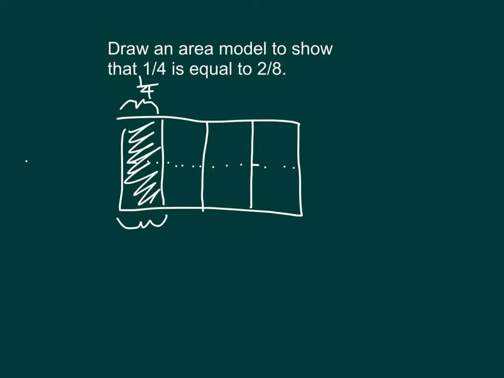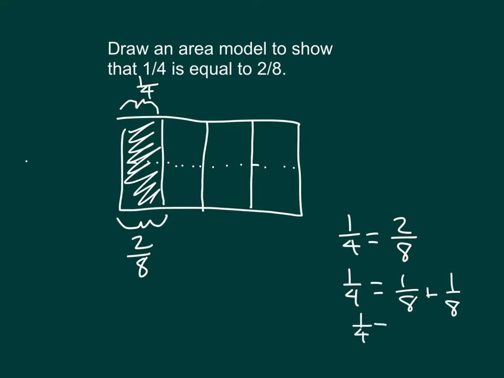And as you see, we know then that 1/4 does equal 2/8. In fact, 1/4 does equal 1/8 plus 1/8. Or we can also write that as a multiplication sentence. 1/4 does equal 2 times 1/8. Do notice that 2 of those 8ths were shaded, and 2 of those 8ths does equal 1/4.